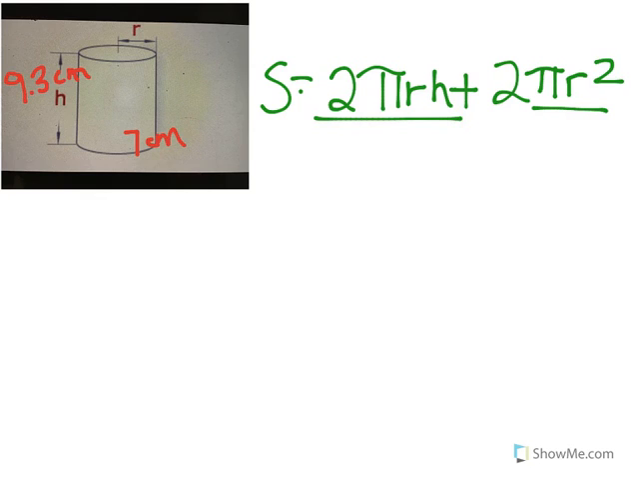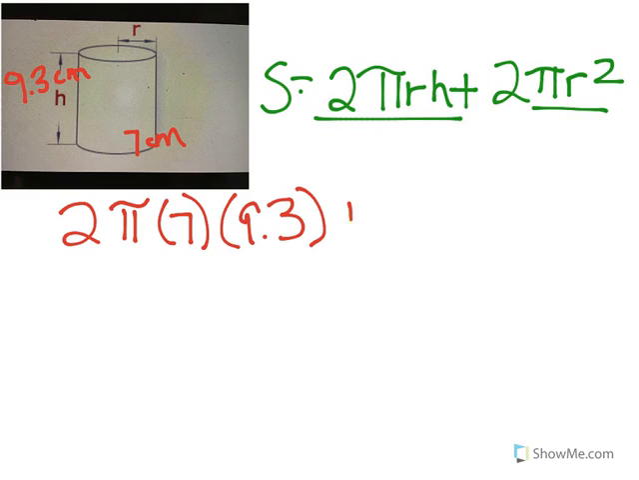I think that's centimeters. So actually, let's start new. Let's plug everything we know. So 2 pi r, which is 7, and h is 9.3, plus 2 pi r squared. Now, if you plug it in the calculator correctly, the calculator knows the order of operations. If you were doing this by hand, you would have to use 3.14 for pi. And just make sure, again, you're following those order of operations, or you're going to get the wrong answer.